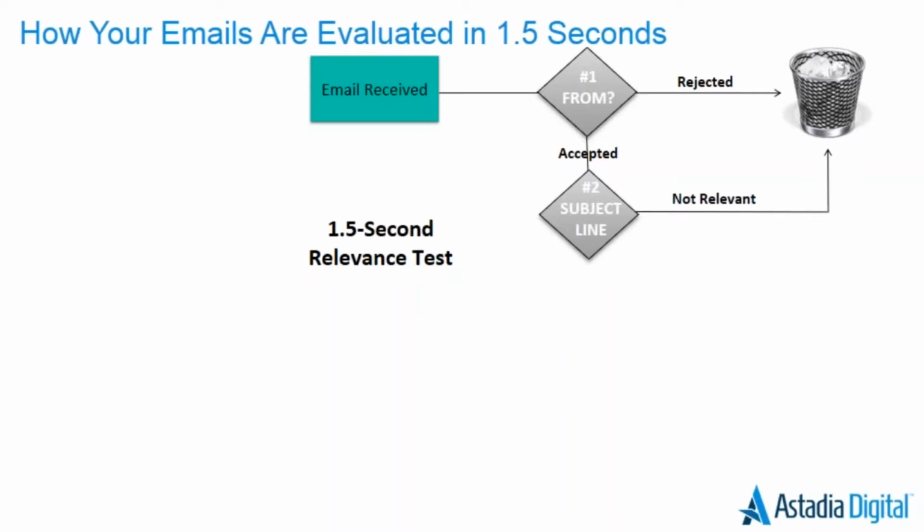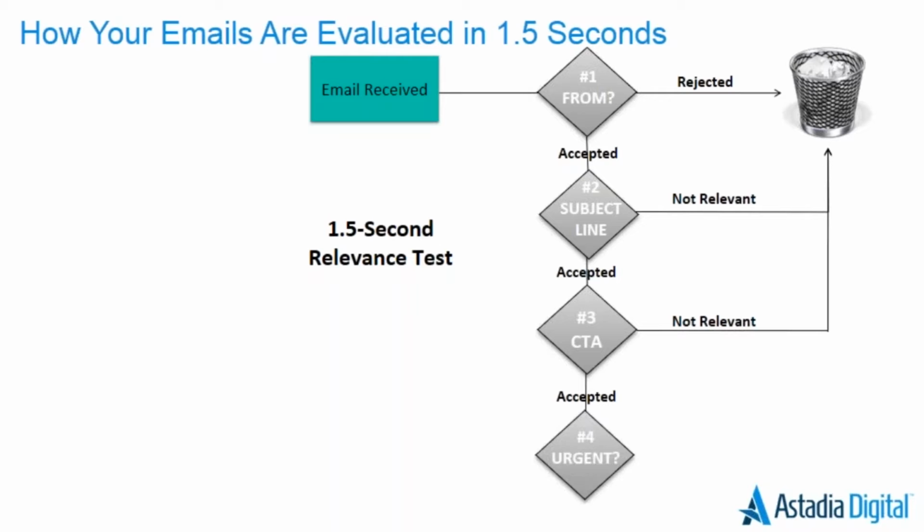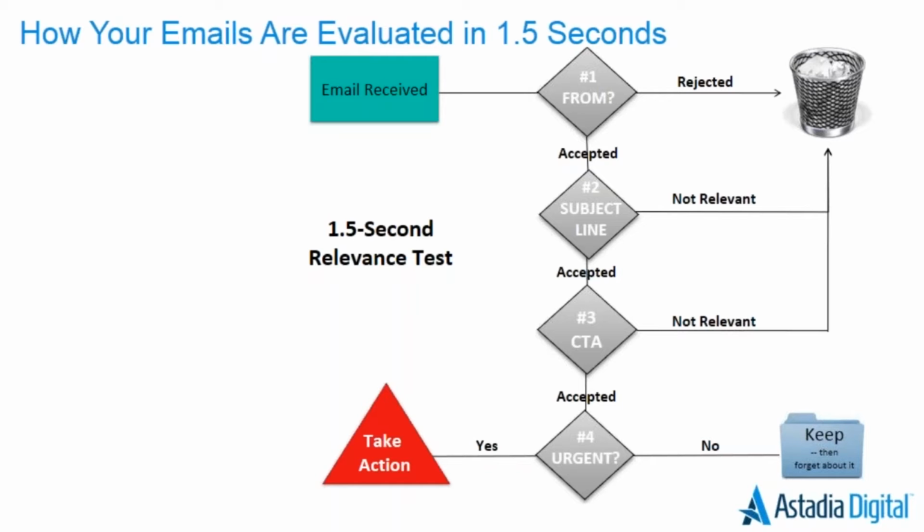If it does, you'll move on to the next criteria, which is, what is it that I'm supposed to be doing? What's the call to action here? Again, if it's something that I think is relevant, I may accept it, or if it's not, I'm going to reject it and go right to the trash. And finally, what's the sense of urgency here? Is it something I can deal with later and put in my folder and maybe get to it? Or is it something that I need to take action on right now? So take a good look at your last email campaign and how it fits in this process.